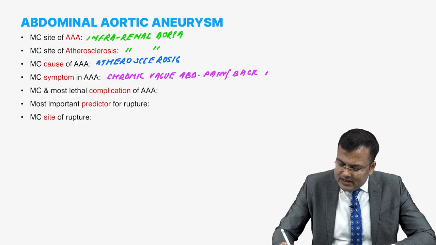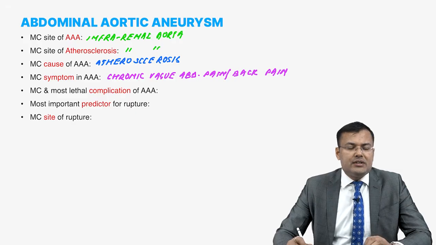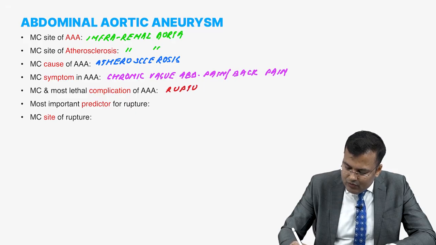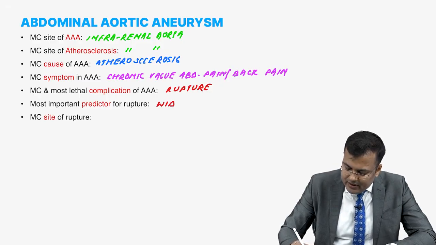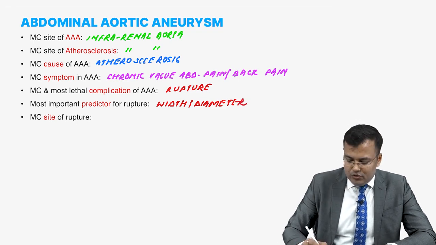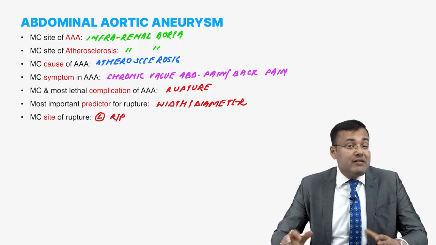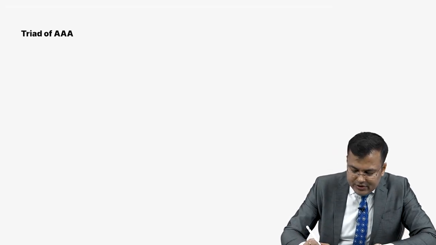We already discussed what is the most common and most lethal complication of abdominal aortic aneurysm. We discussed its rupture. And what is the most important predictor of rupture? Yes, it is width or diameter. And most common site of rupture, yes, you told me, left retroperitoneal. And how much is the mortality associated with ruptured abdominal aortic aneurysm? More than 50%.